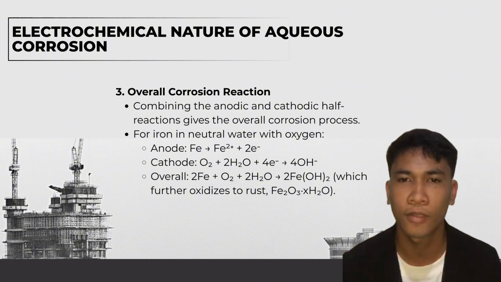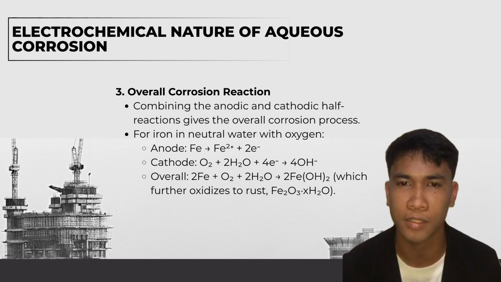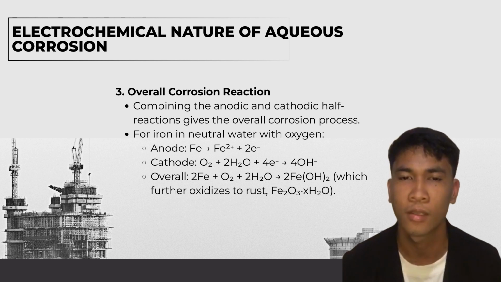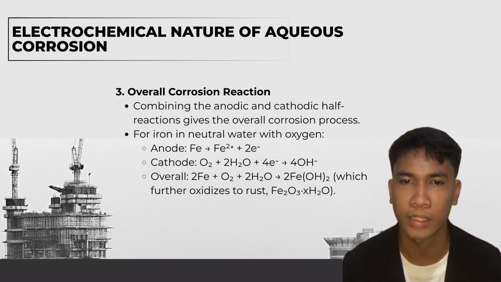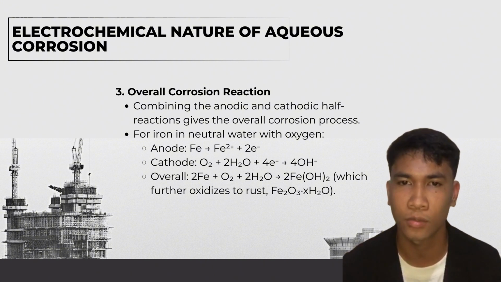Number 3, overall corrosion reaction. Combining the anodic and cathodic half reactions gives the overall corrosion process. For iron in neutral water with oxygen: Anode, Fe equals Fe2+ plus 2e-. Cathode, O2 plus 2H2O plus 4e- equals 4OH-. Overall, 2Fe plus O2 plus 2H2O gives 2Fe(OH)2, which is further oxidized to rust.